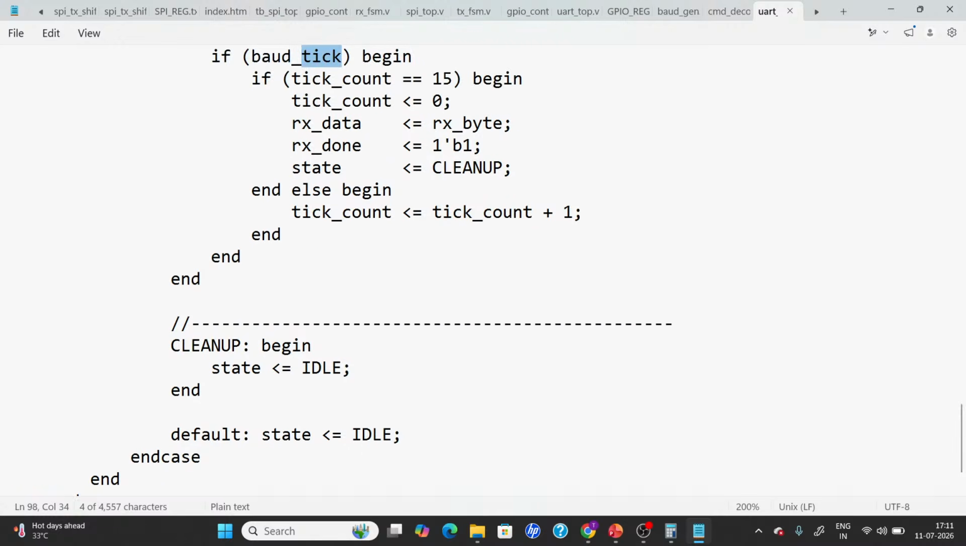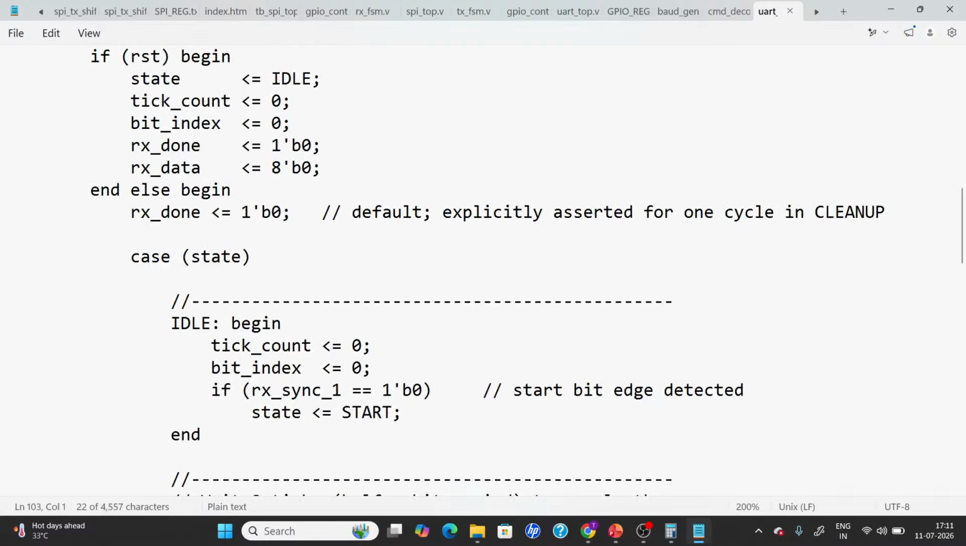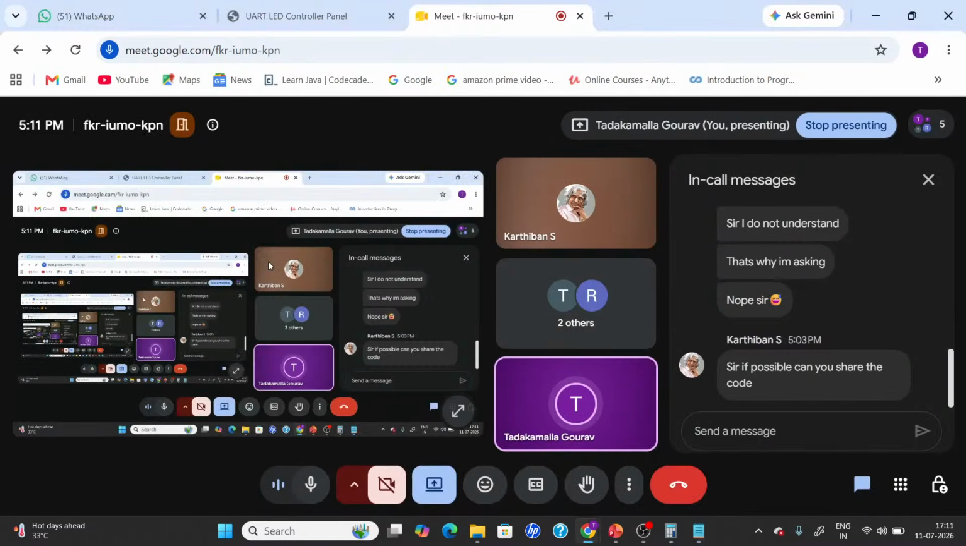So in the stop state, I'm going to provide my Rx data equal to Rx byte, last bit of data, and Rx done is equal to 1. This is what I've done, and I'm entering into my idle state. So this is how I'm going to receive the data from the bridge. Okay.